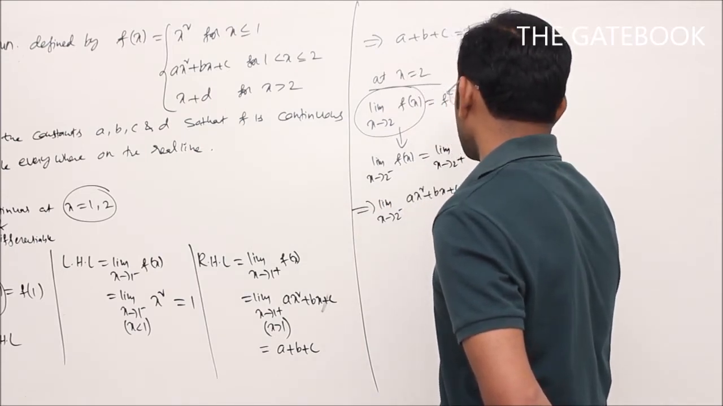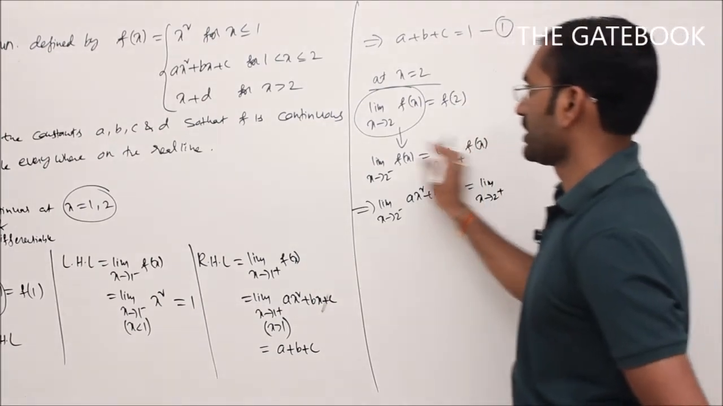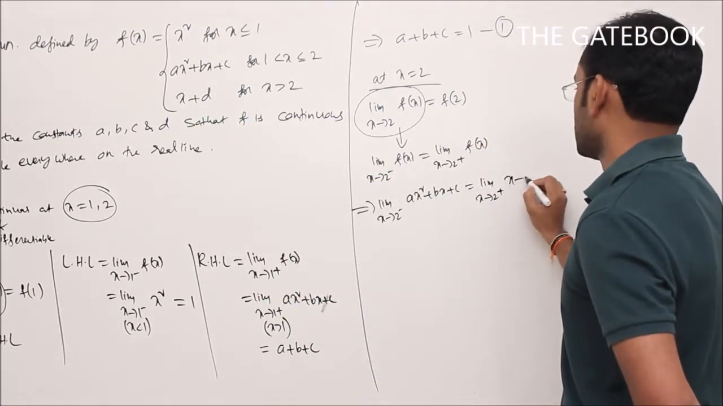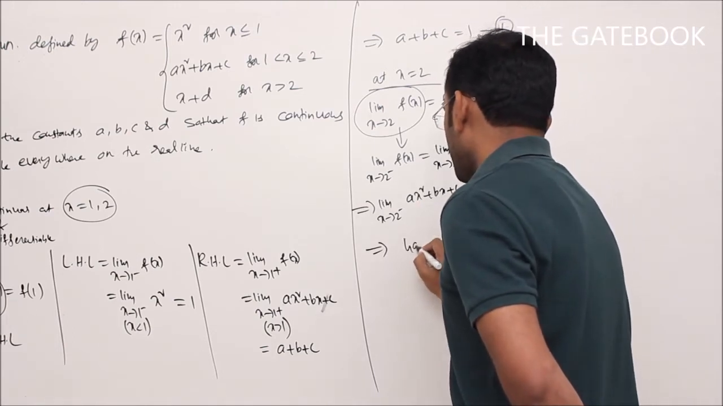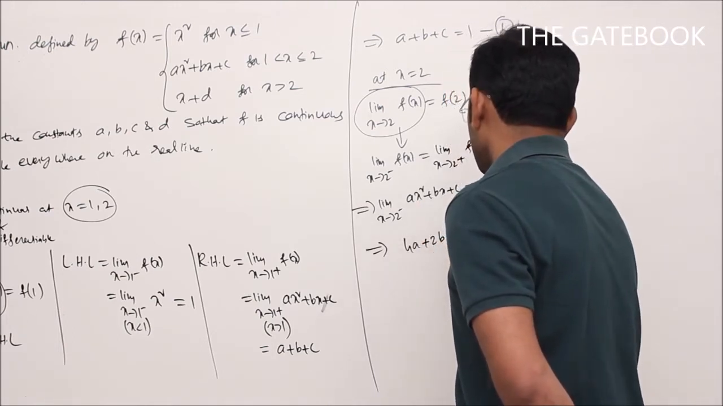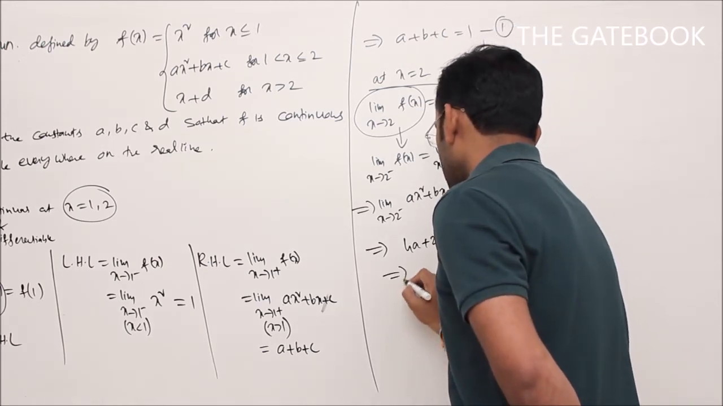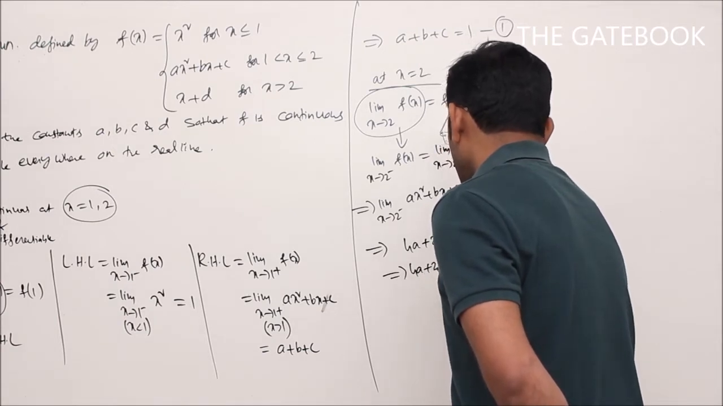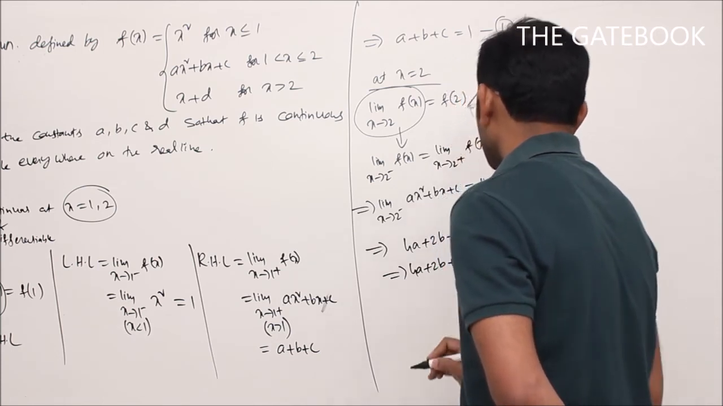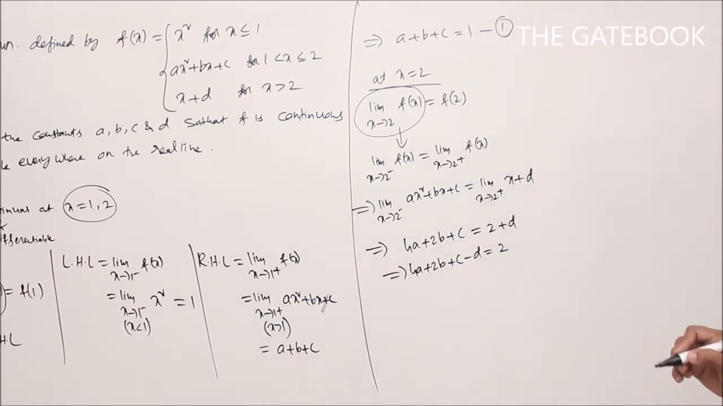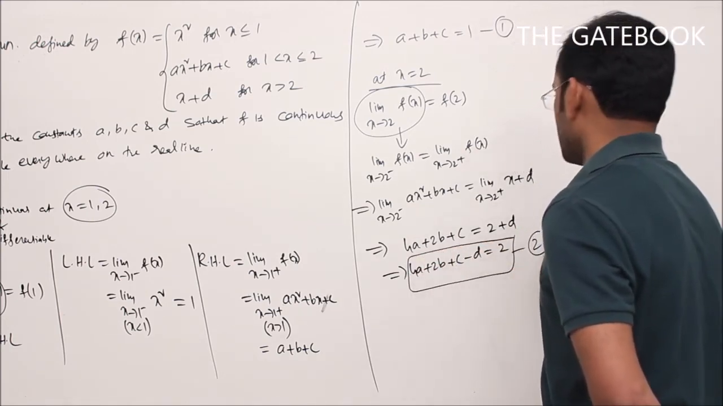That is equal to limit x tends to 2 plus, nothing but x value greater than 2. When x greater than 2, the corresponding function is x plus d. So replacing x with 2 here, we get 4a plus 2b plus c is equal to 2 plus d. It implies 4a plus 2b plus c minus d is equal to 2. So that is equation 2.